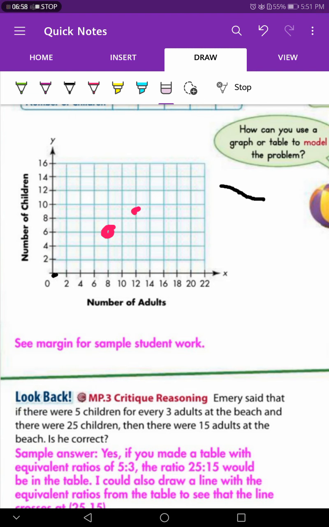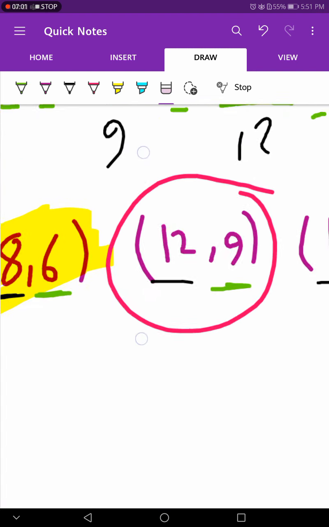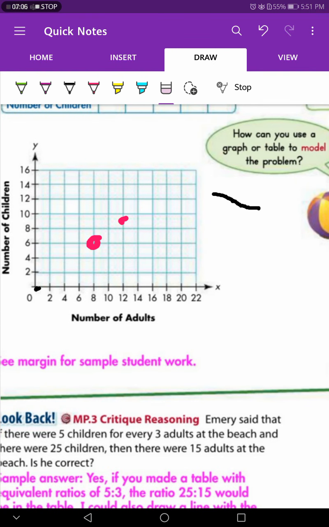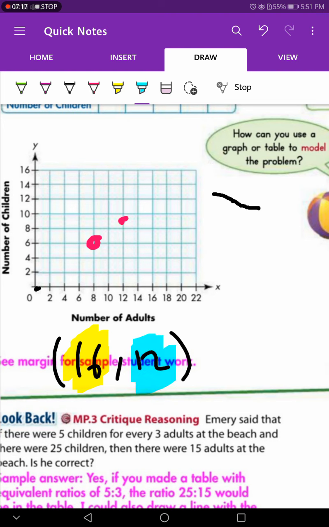Now the next one is 16 and 12. That means 16 steps to the right and 12 steps up. Let's move. 16 to the right and 12 up. So I set the point here exactly, and I erase these arrows.